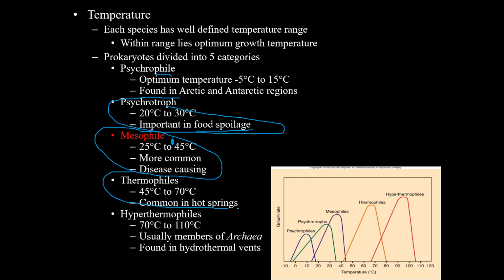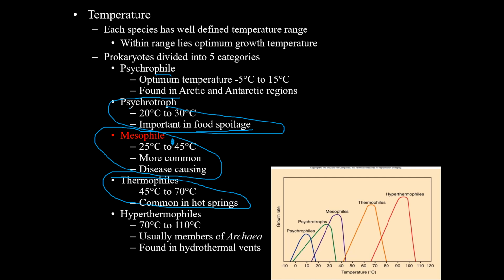Thermophiles like it even hotter than that, so 45 to 70 degrees Celsius. Remember that 100 degrees Celsius, that's boiling, so they're not quite that hot yet, but they still like it really hot. You can find these in hot springs that aren't boiling. These aren't pathogens. These are just things that are living in like compost piles or in those hot springs that I mentioned.